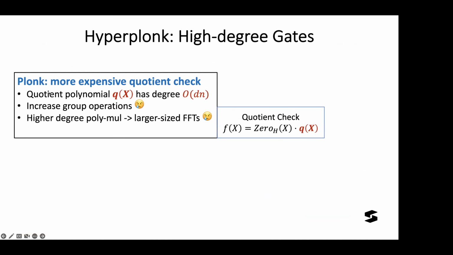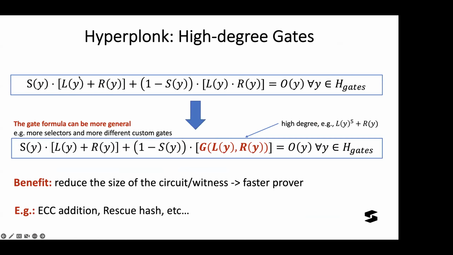Essentially, the prover needs to symbolically evaluate this gate formula. That of course depends on how many terms there are and what degrees there are. Where does this log squared factor come in? Well, if it's a very high degree gate where I multiply many things, then it's the multiplication of polynomials that comes in.